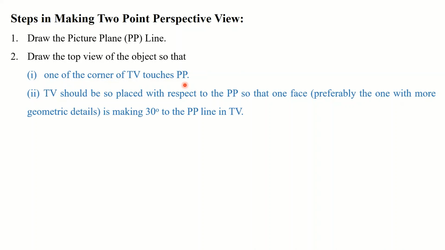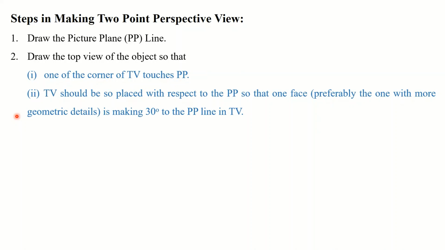And the second condition is that the top view should be so placed with respect to the picture plane so that one face, which should be the face with more geometrical details, that particular face should be making 30 degrees to the picture plane line in top view. Now let us understand the meaning of this. This is a very critical step in the 2-point perspective projections.